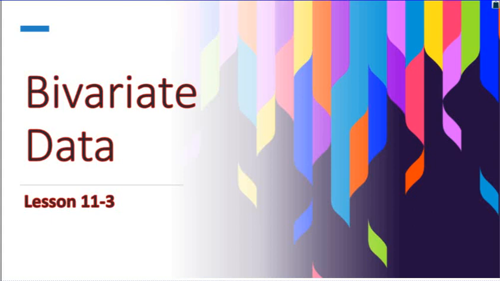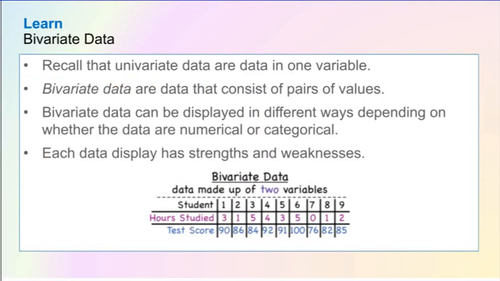Lesson 11-3, bivariate data. We've taken a look at univariate data already. Bivariate data is what we're going to go through today. So recall that univariate data are data in one variable. Bivariate, think of "bi," are data that consists of pairs of values or two variables. Bivariate data can be displayed in different ways depending on whether the data are numerical or categorical. And each data display has strengths and weaknesses.